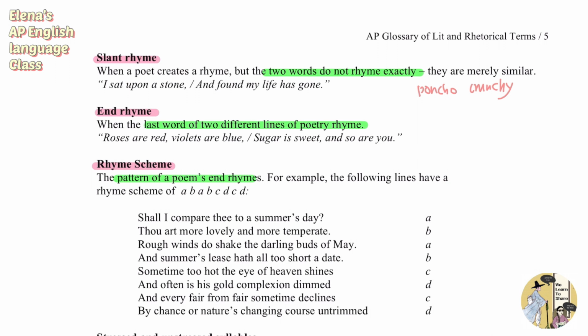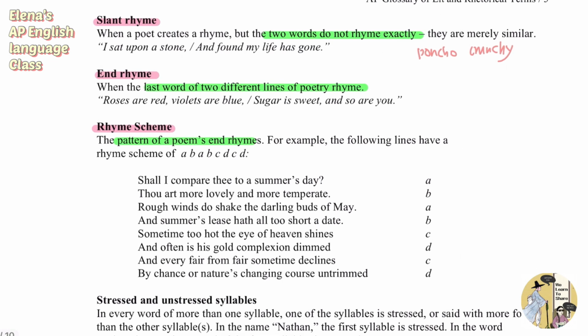For example, the following lines have a rhyme scheme of A, B, A, B, C, D, C, D. Let's read. "Shall I compare thee to a summer's day? Thou art more lovely and more temperate. Rough winds do shake the darling buds of May, and summer's lease hath all too short a date. Sometime too hot the eye of heaven shines, and often is his gold complexion dimmed. And every fair from fair sometime declines, by chance or nature's changing course untrimmed."